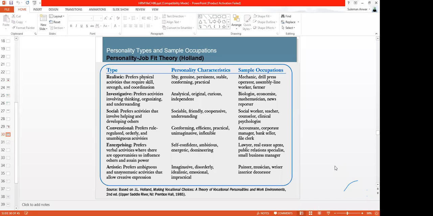Likewise, for the people who belong to conventional, the occupations can be accountant, corporate manager, bank teller, file clerk. And the persons who have an enterprising personality can become lawyer, real estate agent, public relations specialist, small business managers, and so on. So Holland found the personality-job fit. In that context, he tried to find out what type of personality is more suitable for what type of job.